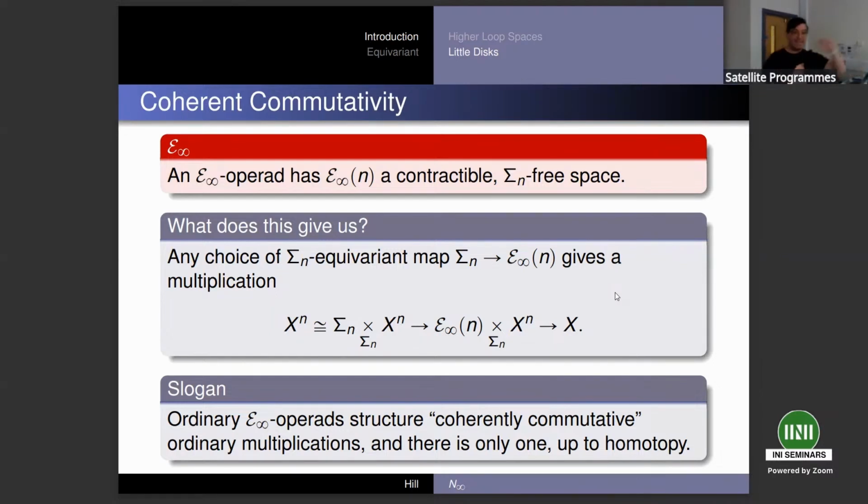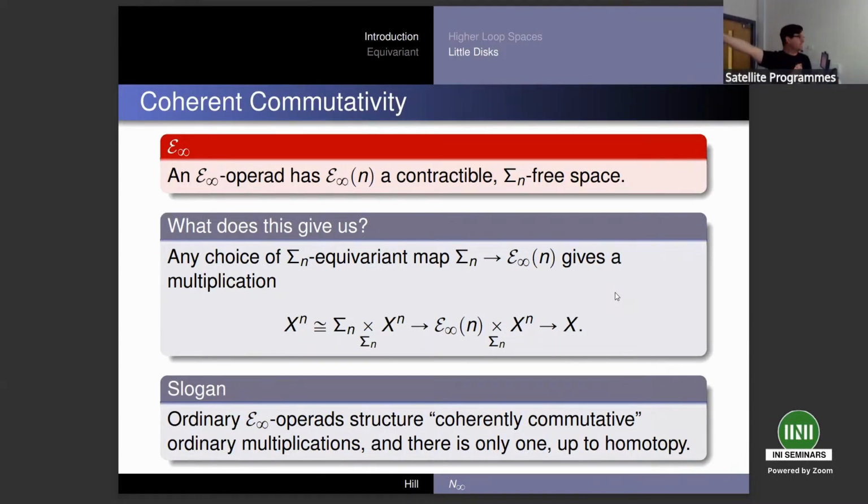But I'm mapping a point into a contractible space. Maps from a point into a contractible space is a contractible space. So there's essentially a unique sigma n equivariant map. That means that any choice of this, and there's only one up to coherent homotopy, any choice of sigma n equivariant map from sigma n in, gives me this multiplication map from x to the n, which is sigma n cross over sigma n with x to the n. I map that into the nth space of my operad using my map sigma n into E infinity n.